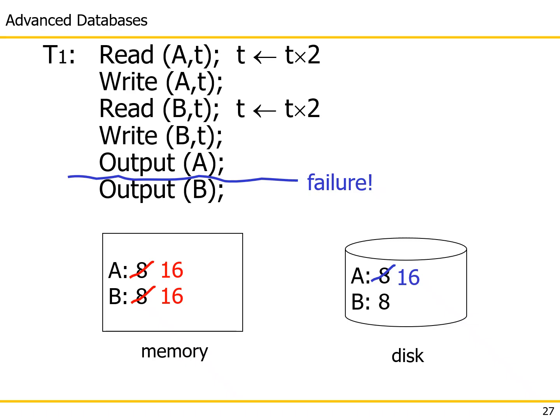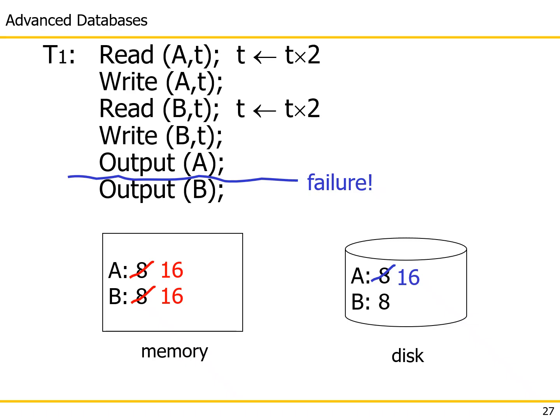So let's give them names. The first one was the old consistent state, which was 8 and 8. The new consistent state, which would have been, if this transaction completed successfully, is 16 and 16. 16 and 8 is not a consistent state. This is a state in between, and we don't like in-between states. You either go from old consistent state to new consistent state, or you stay at the old consistent state. Okay? But we don't like states in the middle.